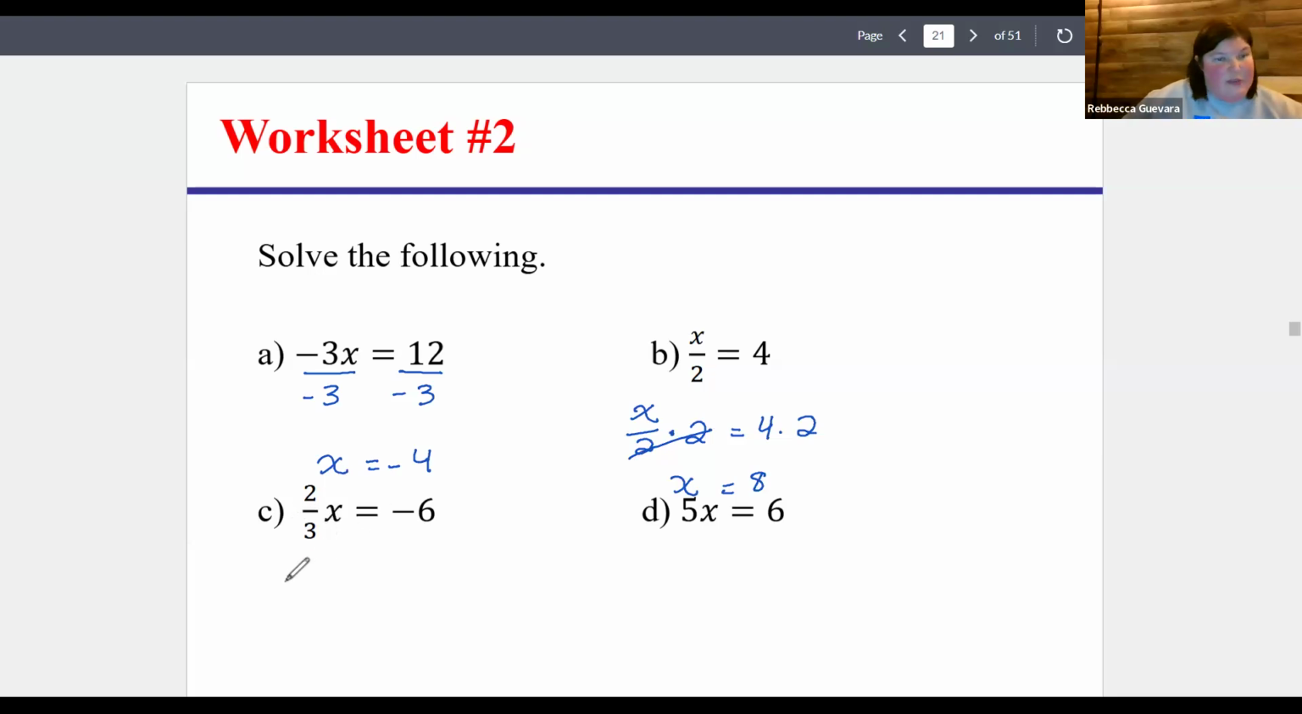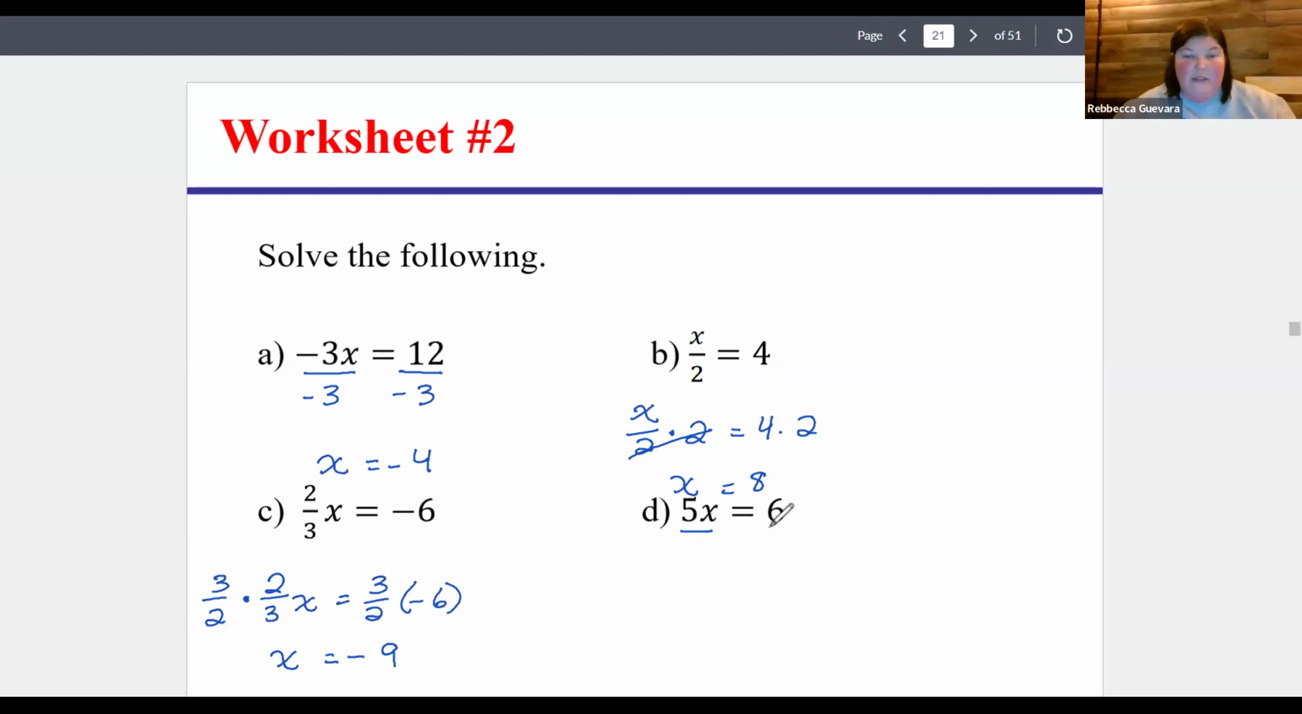For C, we're going to use that reciprocal again. So we've got 2/3 x. I'm going to multiply by 3/2. Remember, you have to do it to both sides. This is going to leave me with an x, and over here, a -9. Just so you're sure, 3 times 6 is going to be 18. You divide by 2, that leaves me with a 9, and we only had one negative.